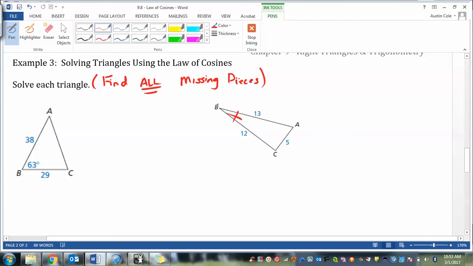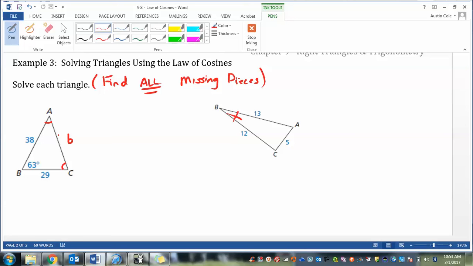So I need to find everything. I need to find angle A, I need to find angle C, and I need to find side B. Okay? Now, like I said before, we will have two situations where we use the law of cosines. We'll either have a side-angle-side or a side-side-side. And you can see both of these examples are in both those situations.